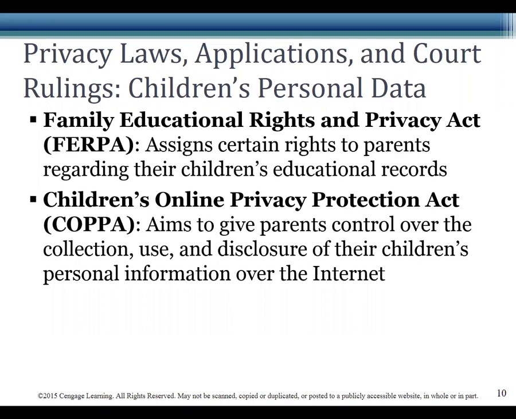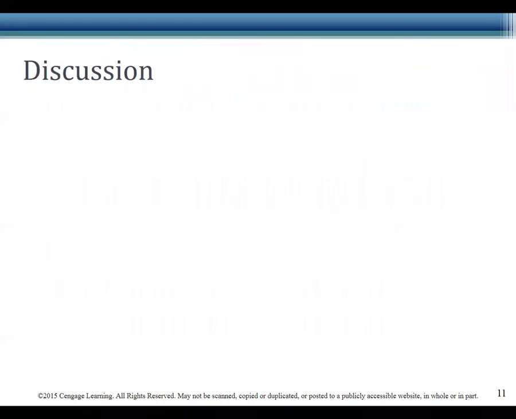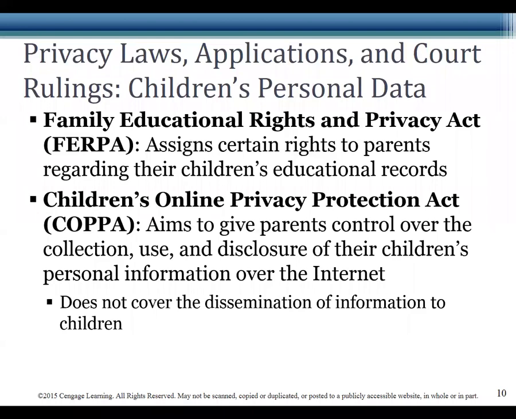So, FERPA and COPPA. Remember that copyright and online protection act they tried? It was COPPA, not COPPA. Okay, so the Federal Family Educational Rights and Privacy Act assigns certain rights to parents regarding their children's educational records. The Children's Online Privacy Protection Act aims to give parents control over the collection, use, and disclosure of their children's personal information over the internet. It does not cover the dissemination of information to children. So there's a lot of parental controls that you can put on the computers and such for the children.